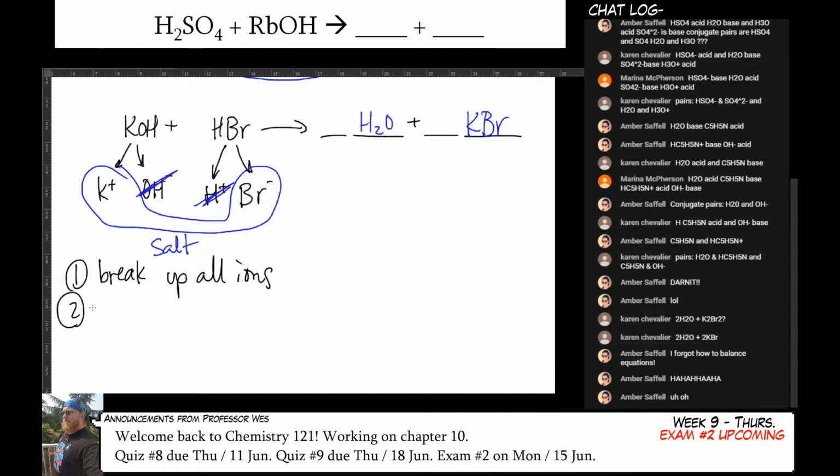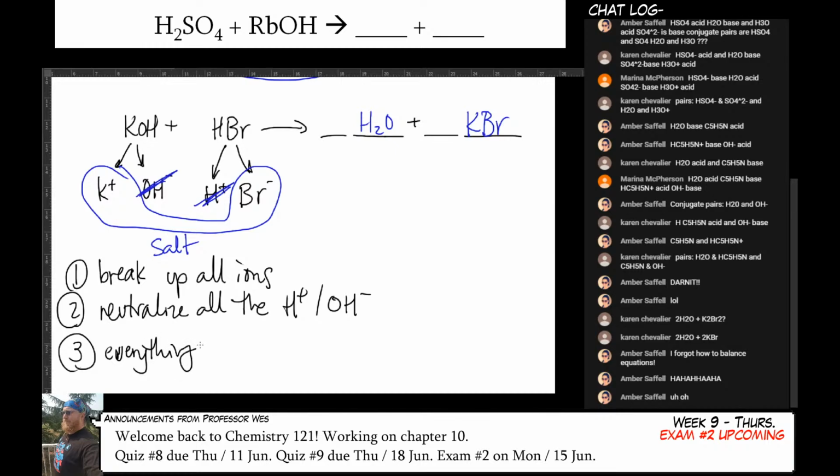So do the same thing. Step 1, break up all the ions. Step 2, neutralize all the water, or I should say all the H+ and OH-. And then step 3, everything else is a salt. Sorry, my handwriting is really sloppy today for some reason. All right, so using that guideline, tell me what the products are for the second neutralization reaction. I'll give you a second to do that too.